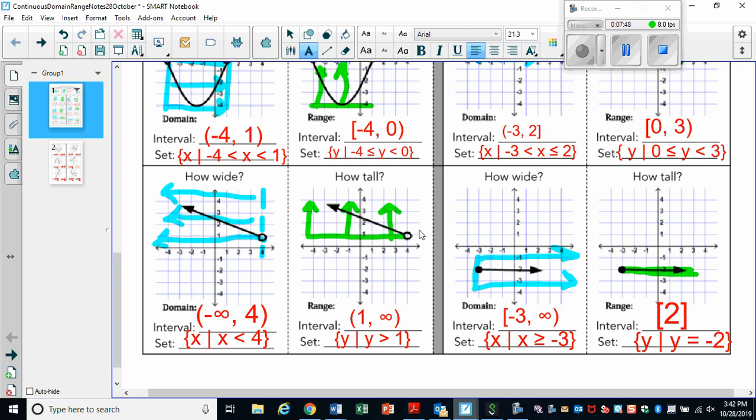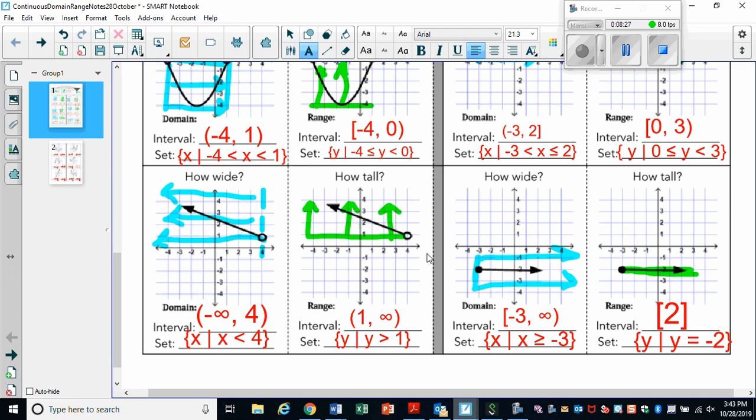Now for the height, notice how the arrow is going up from 1. So even though the arrow is going to the left, the height is going to go up forever and ever. So in this case, our interval will be from 1, which is a round parenthesis because of the open circle, to positive infinity, because for the range, the further we go up, we don't stop, and it's positive infinity. And our set builder notation is all the y values such that y is greater than 1.